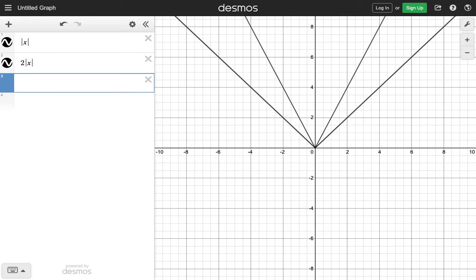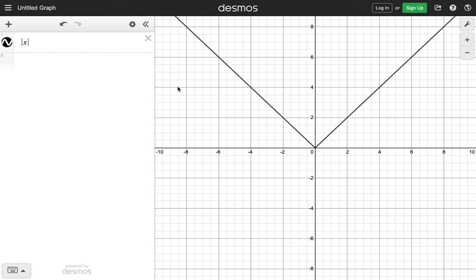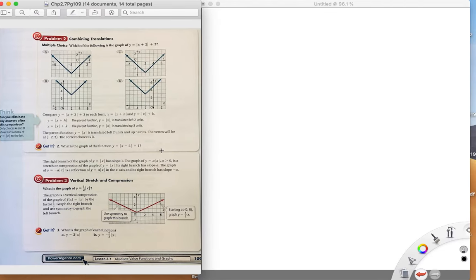And then negative 2/3 x. Since it's negative, it's going to flip across the x-axis in addition to compressing the graph. So this is 2x here. I don't know why it's black. I can't change the color. And then this is negative 2/3 x. Okay.